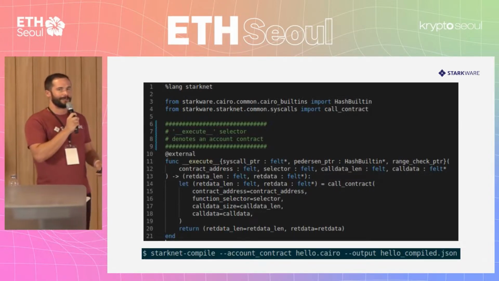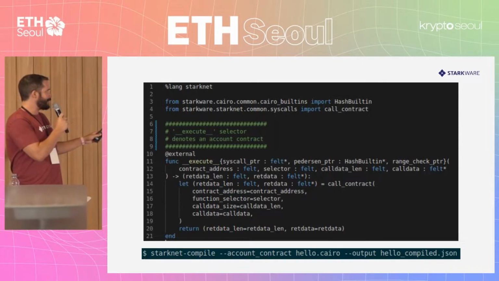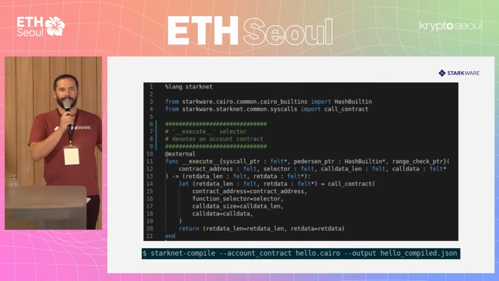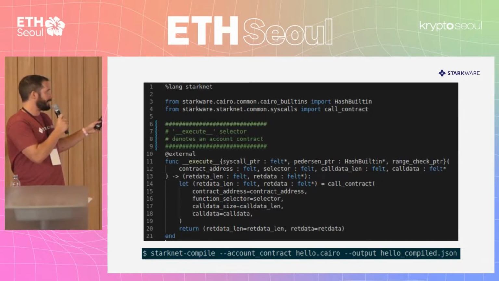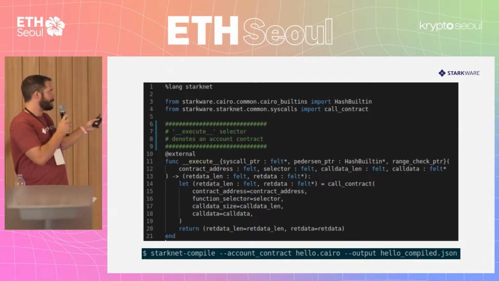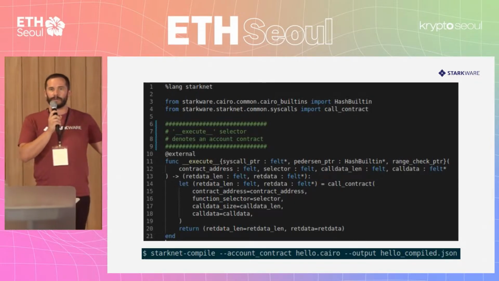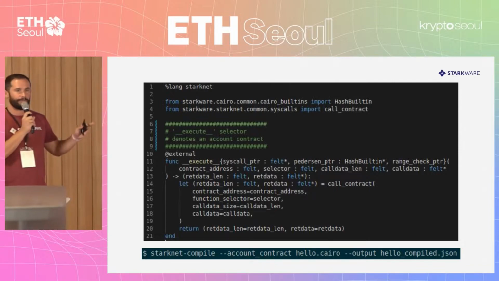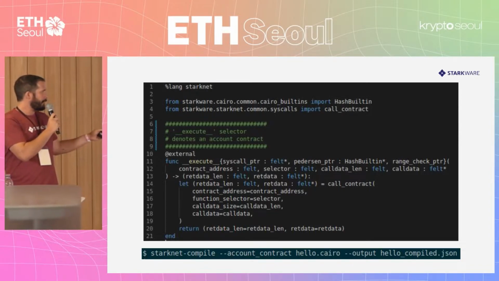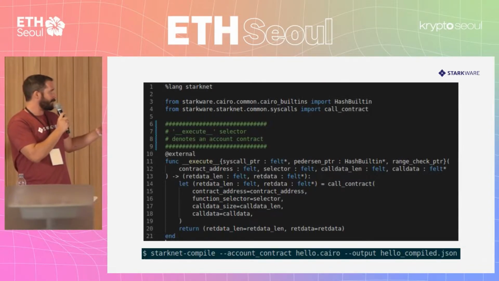So for a lot of you, this will be the first time looking at Cairo, and it might be a little difficult to parse, but I'll just point you to line 11. That's an external function that's called by other smart contracts, and like I said, it has the canonical entry point of execute. So double underscores in front, double underscores in back, and that notifies the StarkNet OS that this is, in fact, an account.